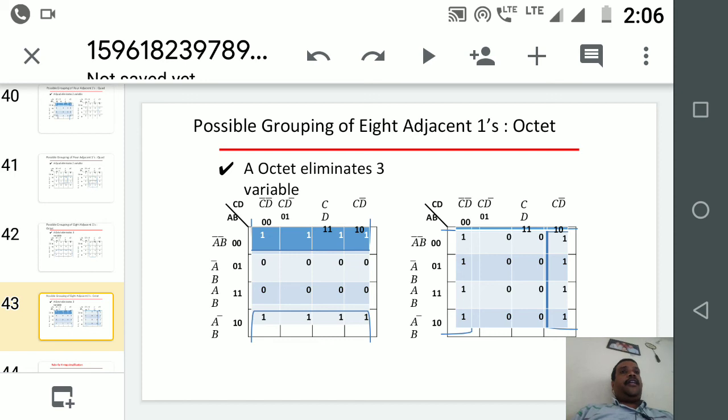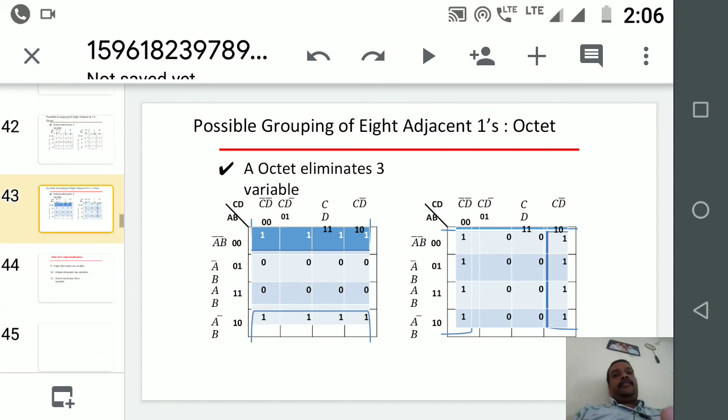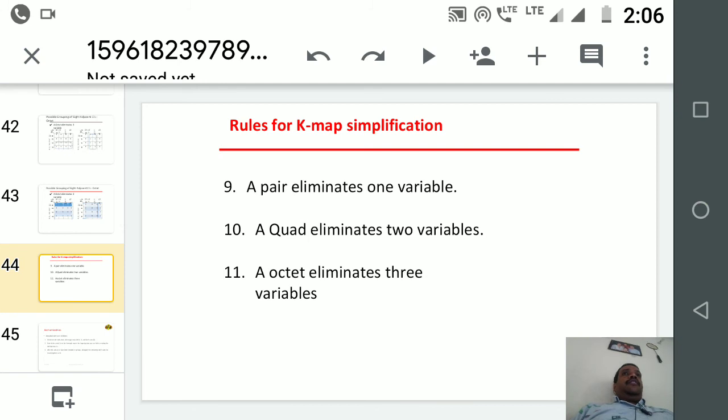This is another example of this octet. So these are the rules for K-map simplification. A pair eliminates 1 variable, a quad eliminates 2 variables, an octet eliminates 3 variables.